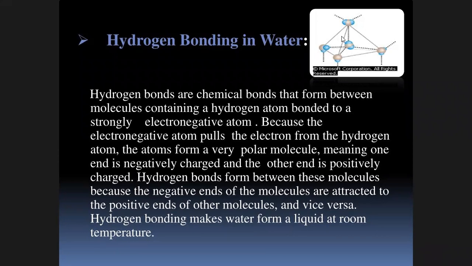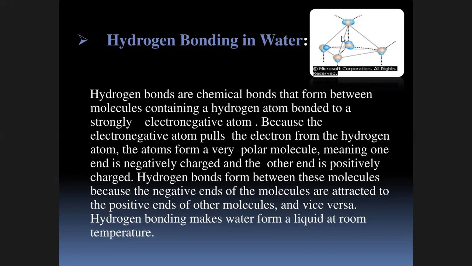Hydrogen bonds form between molecules because the negative end of one molecule is attracted towards the positive end of the other molecule and vice versa. So hydrogen bonding makes water a liquid at room temperature. This is the reason hydrogen bonding is responsible for the existence of water in the liquid state at room temperature. If the temperature is higher than room temperature, the bonding will break, and if you lower the temperature, it will become stronger.